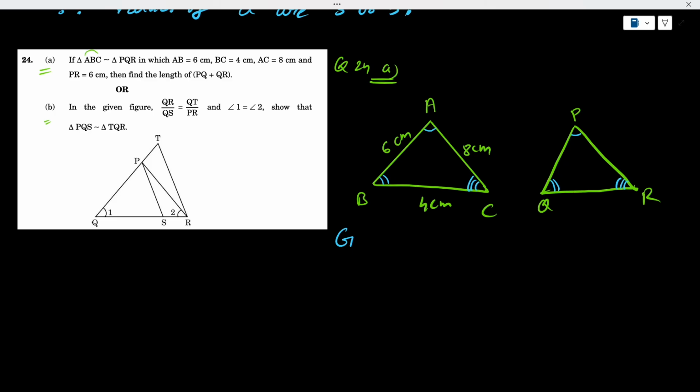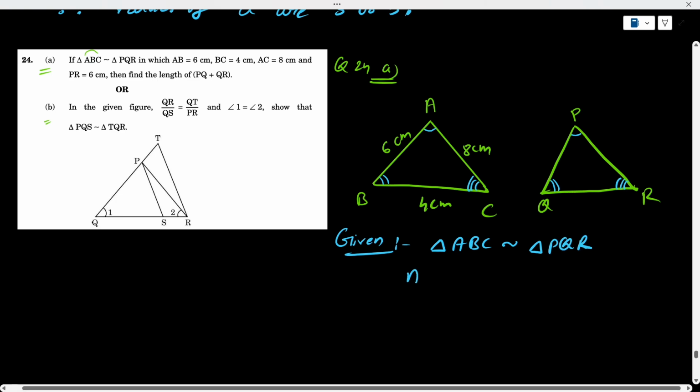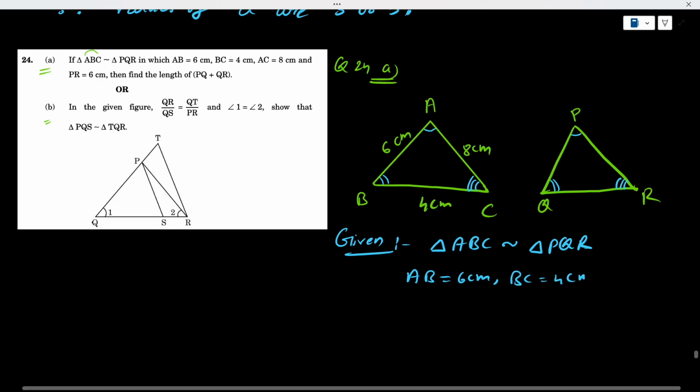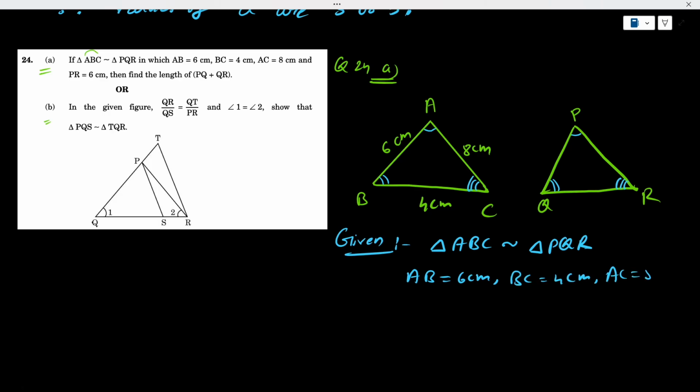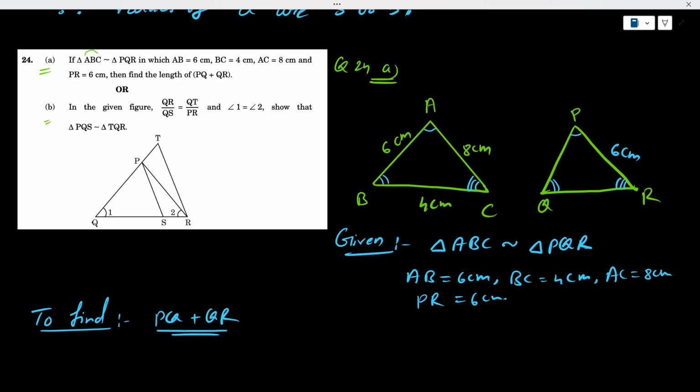Now what is given here? First write down, given: triangle ABC is similar to triangle PQR. And what else is given? AB is 6 centimeter, BC is 4 centimeter, and AC is 8 centimeter, which you have already mentioned in the figure. And PR is also given as 6 centimeter. What to find? It is PQ plus QR. That means I should have those two lengths.